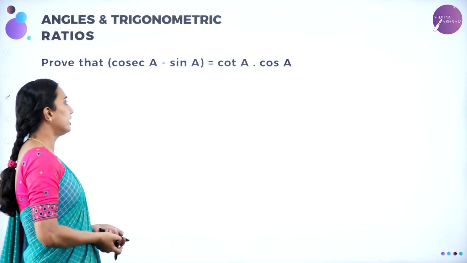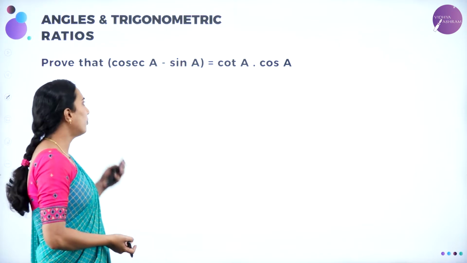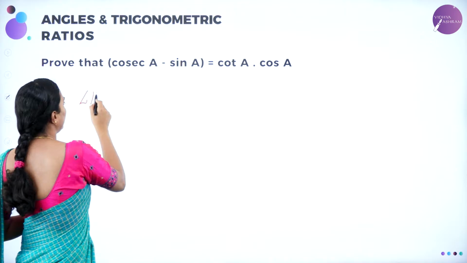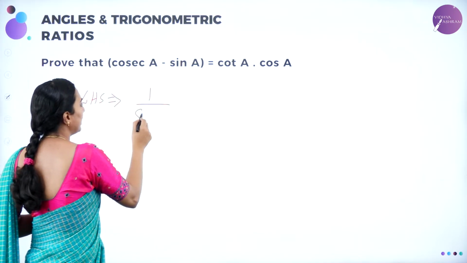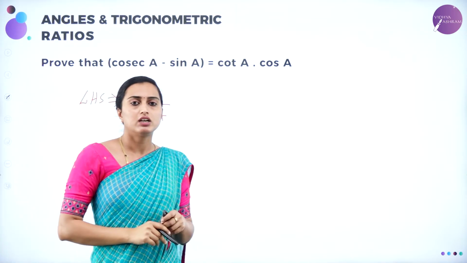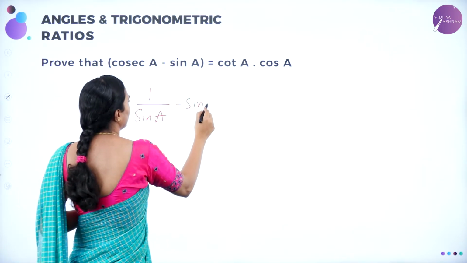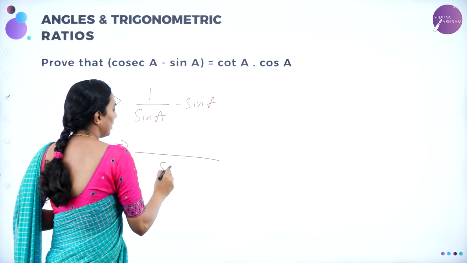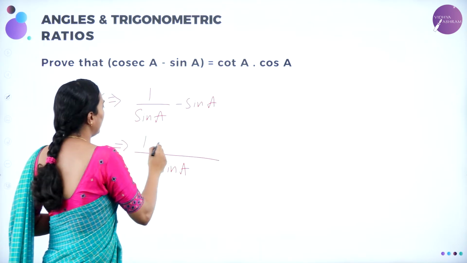Prove that cosecant A minus sin A is equal to cot A into cos A. As we have done before, I am taking the left hand side, cosecant A. Cosecant A can be written as 1 divided by sin A, since the reciprocal of sin is cosecant. So here, 1 by sin A minus sin A. Taking the LCM as sin A, sin A into sin A is sin squared A, so we get 1 minus sin squared A.